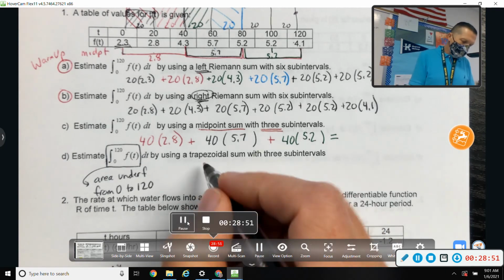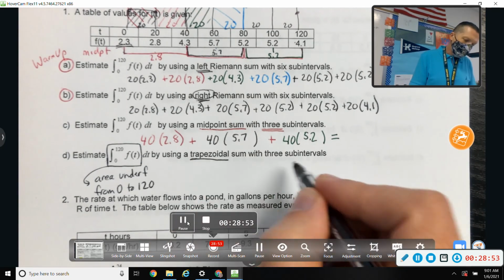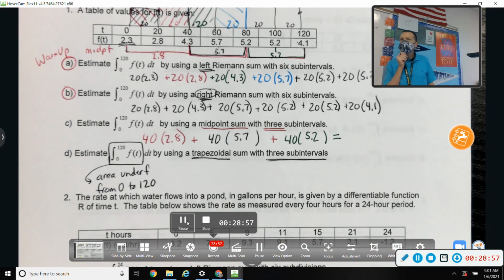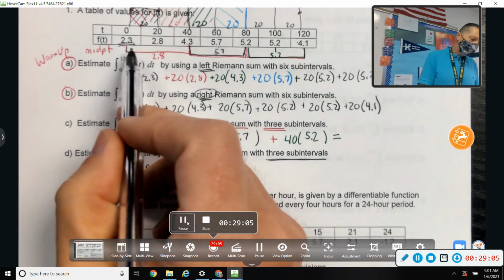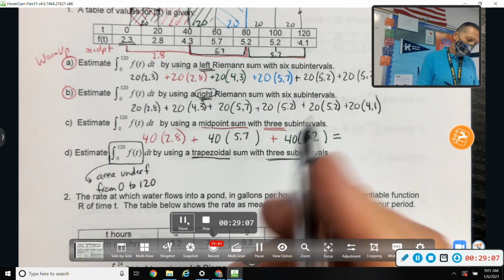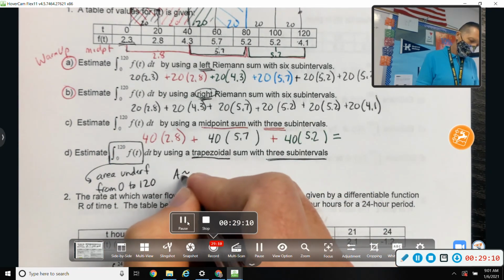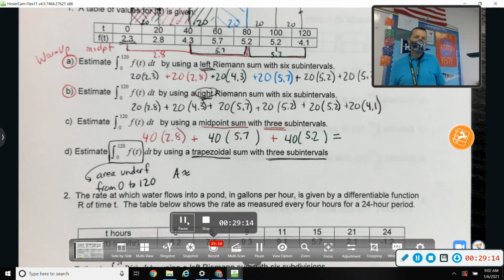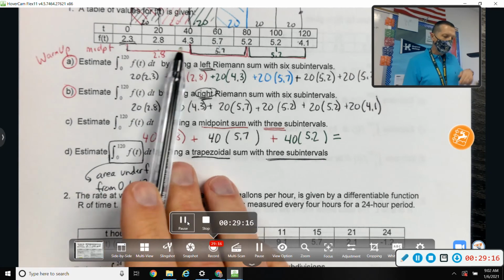Using a trapezoid sum with 3 subintervals. Okay, that's good news. There's enough information there to do 6 subintervals. They're just taking it easy on you. So the first subinterval, I kind of have the subinterval set up. I don't want to use those heights, but I will use that subinterval. How wide is that first subinterval going to be?